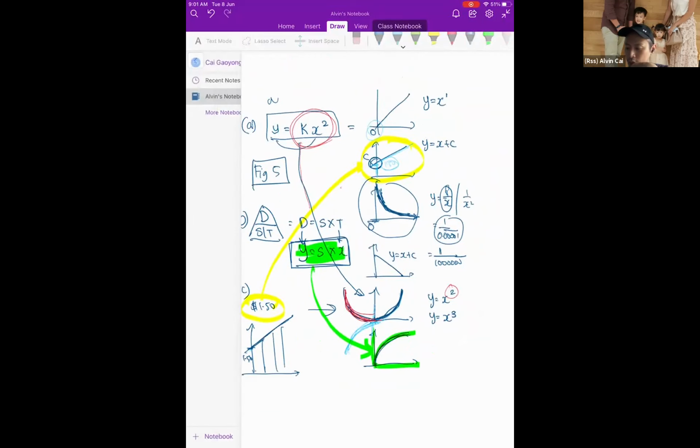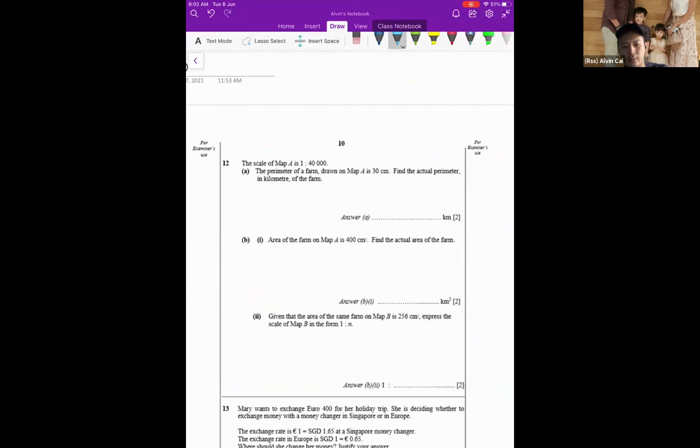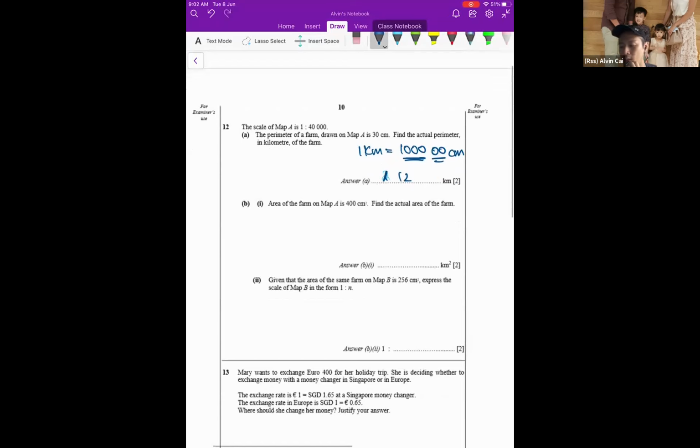So we are done with question 11. Let's try question 12. So the actual parameter, this one I will not go through in detail. This one will be just 12 kilometers. The answer is 12 kilometers. I just want to highlight that if you want to convert, it will be 1, then 5 zeros. Conversion rate, remember: 1 kilometer is 1 with 5 zeros here, which is 100,000 centimeters.